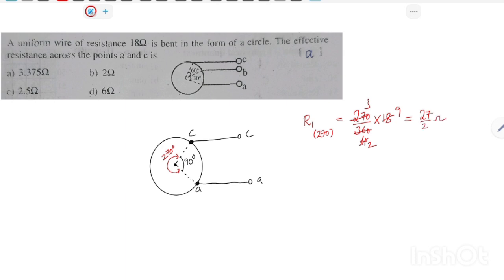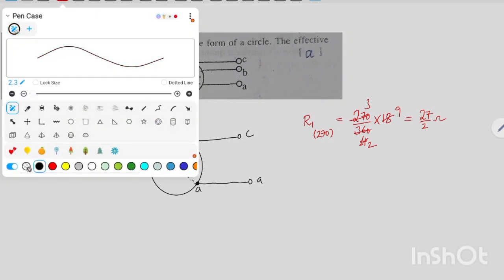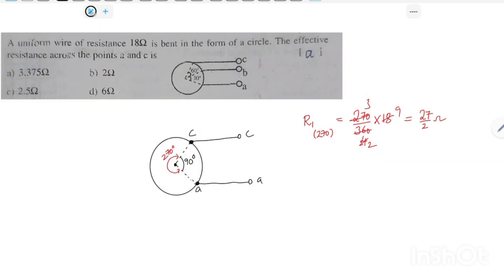Okay. Now I want to find R2. So what is R2? R2 is the resistance which is related to 90 degrees. How can I find it again? It is 90 by 360 into 18. So 9 ones, 9 fours, two twos and two nines. So it is 9 by 2 ohm.